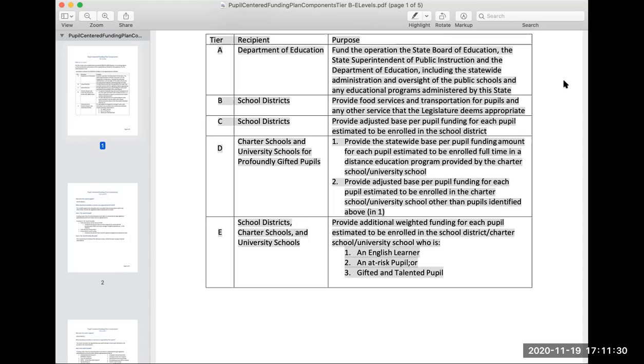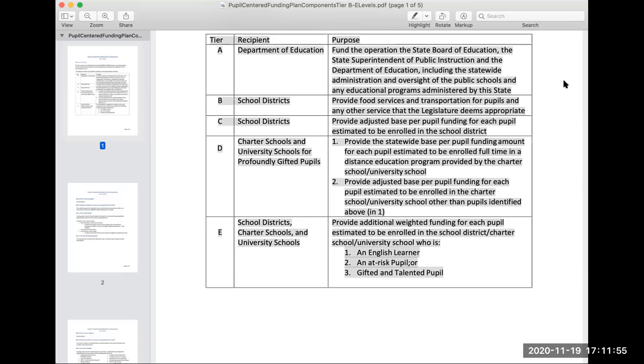In E, school districts, charter schools, and university schools provide additional weighted funding for each pupil estimated to be enrolled in the school district, charter school, or university school who is: 1. An English learner, 2. An at-risk pupil, or 3. A gifted and talented pupil. Page 1 of 5.